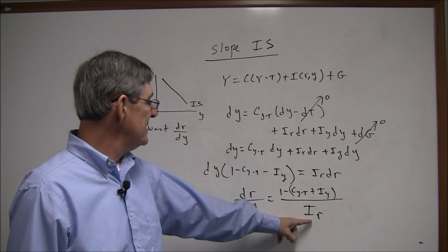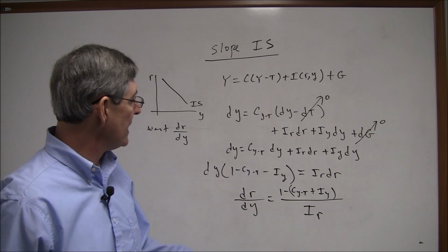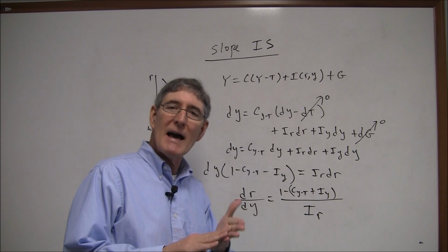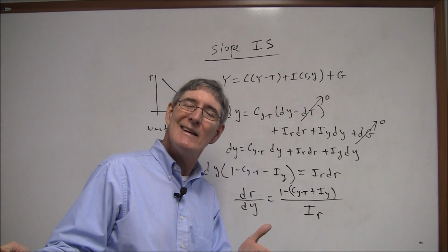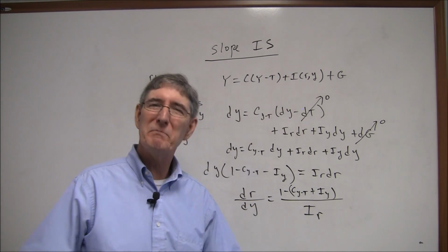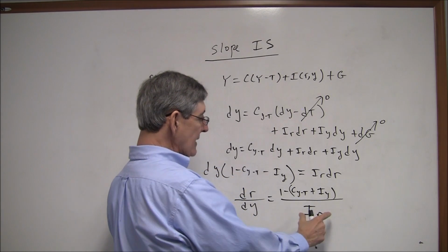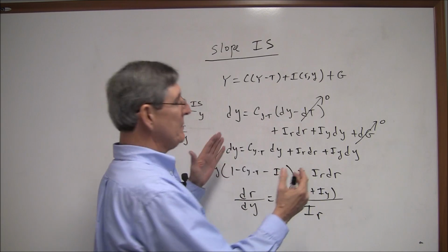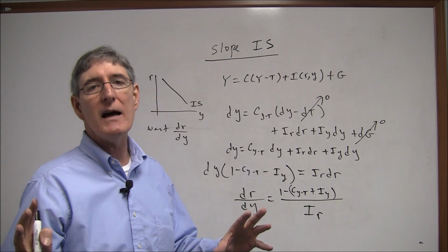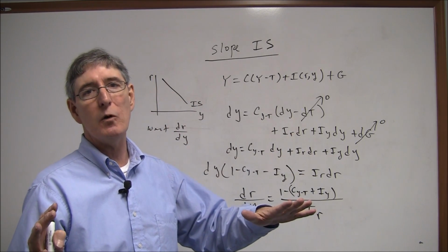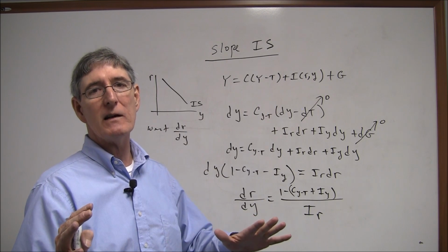Now, I of r is a negative number, but when it goes up in magnitude, like from minus 10 to minus 20, that's actually smaller, but it's bigger in magnitude. When this gets bigger in magnitude, the slope gets flatter. So the bigger I of r is, the flatter the curve will be, and that's going to be important later.